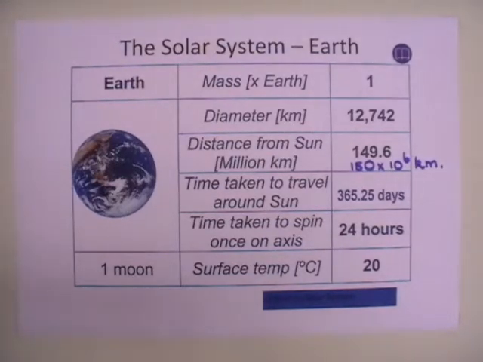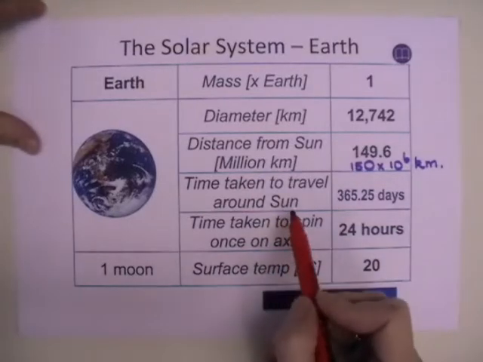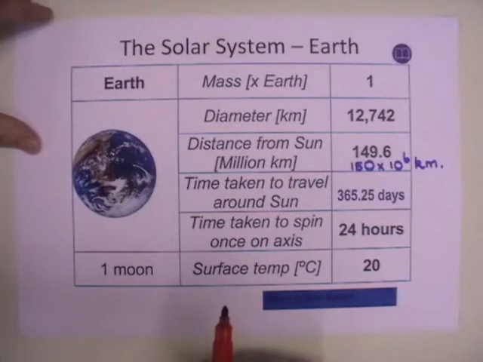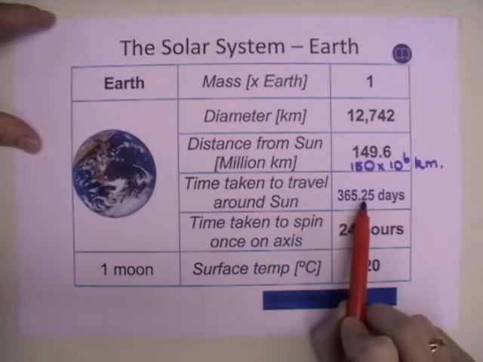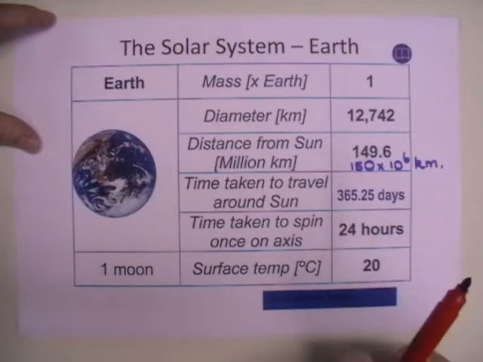And that gives us an idea of how hot the Sun must be that light reaches us every day, and heat, of course. The time that it takes the Earth to travel around the Sun, so you know that the Earth orbits the Sun along with the other planets in our solar system. It takes 365 and a quarter days to orbit the Sun.